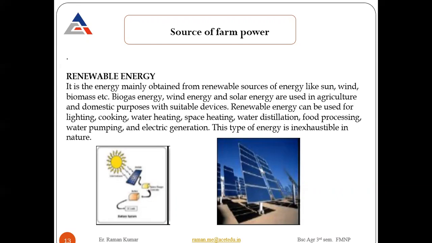This type of energy is inexhaustible in nature. It is never exhausted. It is produced again and again through nature. It is already present. Such type of energy is known as renewable energy. The sources to produce it are sun, wind, and biomass.